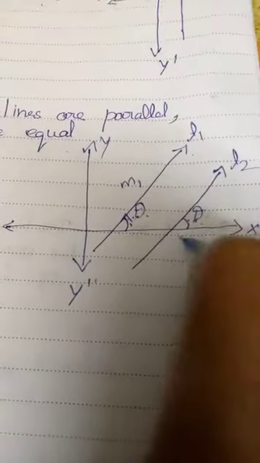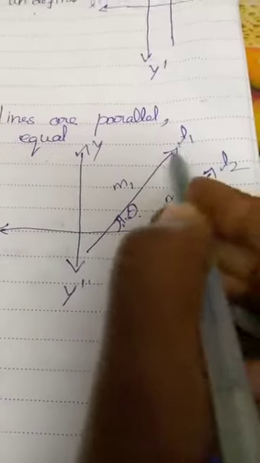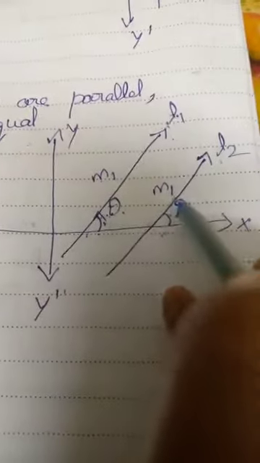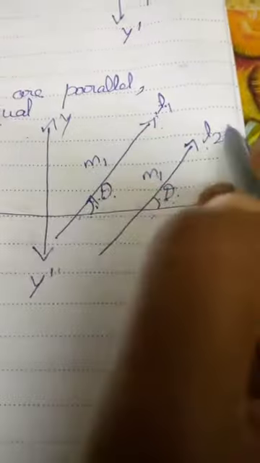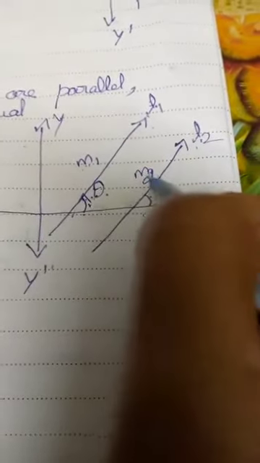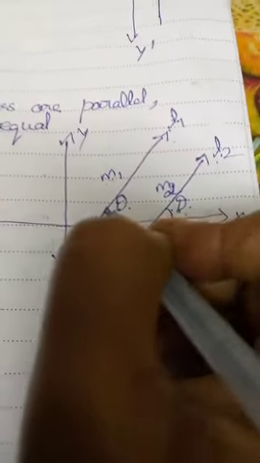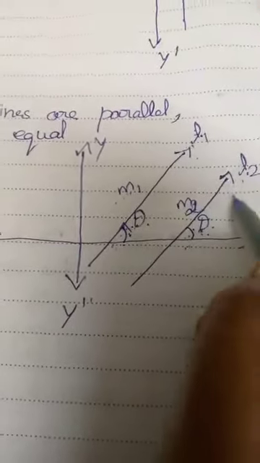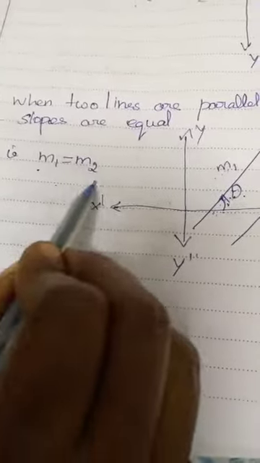If you take the slope of the line L1, it is M1. In the same way, slope of the line L2 also will be M1. So when two lines L1 and L2 are parallel, their slopes also will be equal. That is M1 is equal to M2. Both angles of inclination will be equal, as well as both slopes. When two lines are parallel, M1 is equal to M2.